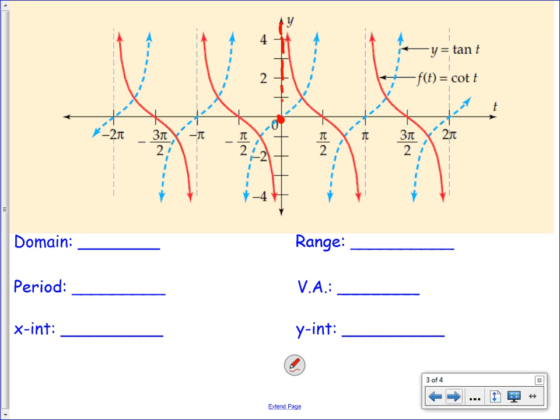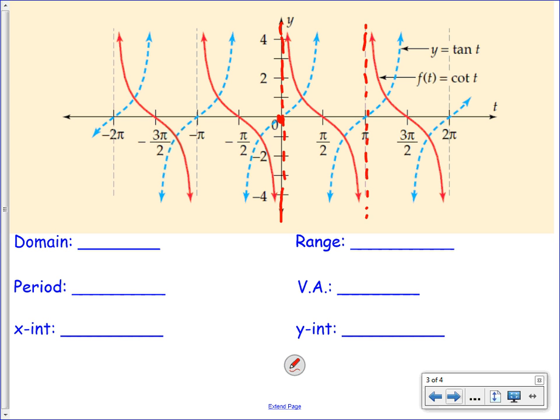Okay, this is actually a VA at 0 and pi, because for those angles, if you calculate x over y, y is going to be equal to 0. So you're going to end up with 0 in the denominator, and it's going to be undefined. Okay, then if we plotted some additional points, you would end up with the red graph for cotangent, okay?